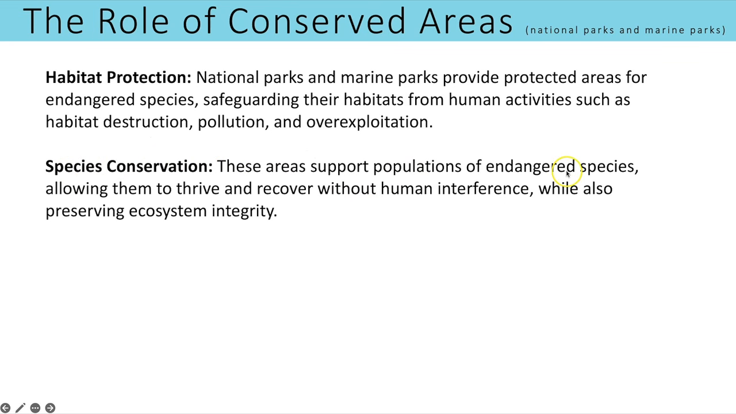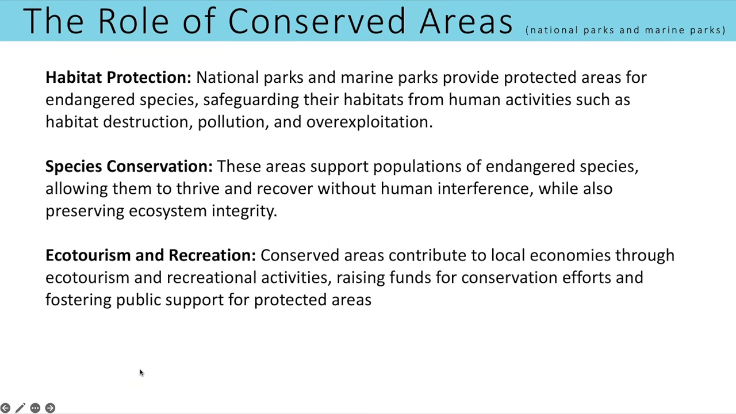These areas support populations of endangered species, allowing them to thrive and recover without human interference, whilst also preserving ecosystem integrity. Ecotourism and recreation, this is where we've got conserved areas that contribute to local economies through ecotourism and recreational activities, raising funds for conservation efforts and fostering public support for those protected areas.